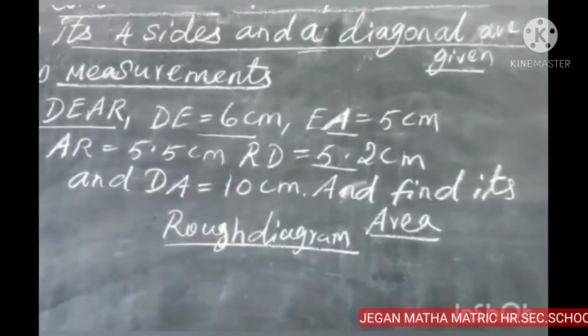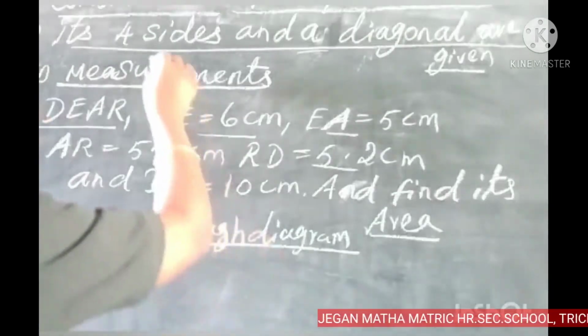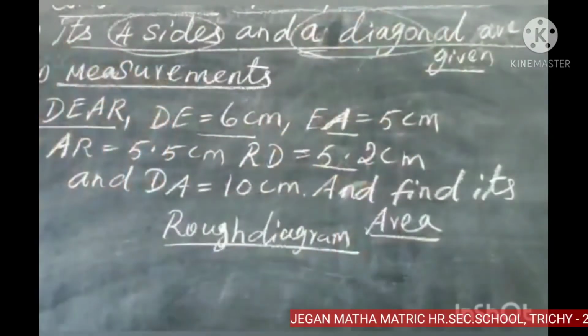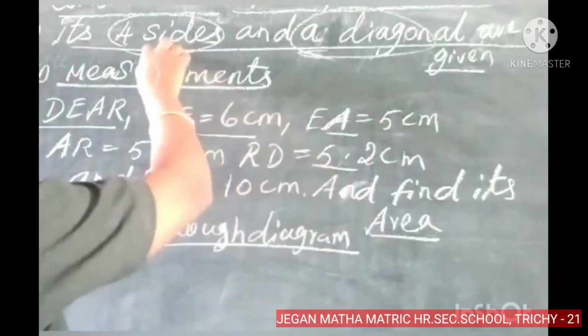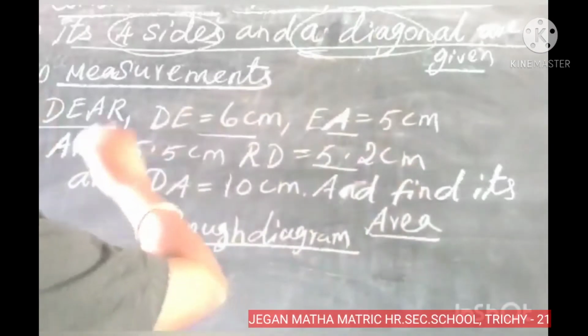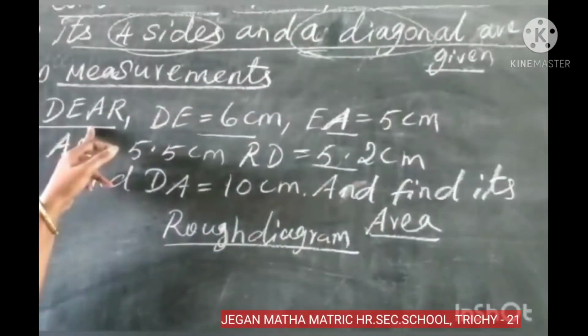So see the first example, number 1, construction of a quadrilateral. When it's 4 sides, what are all the measurements given? So 4 sides and a diagonal, which means 1 diagonal. So 4 sides and 1 diagonal are given. First you have to write the given measurements. So what is given? Quadrilateral DEAR.